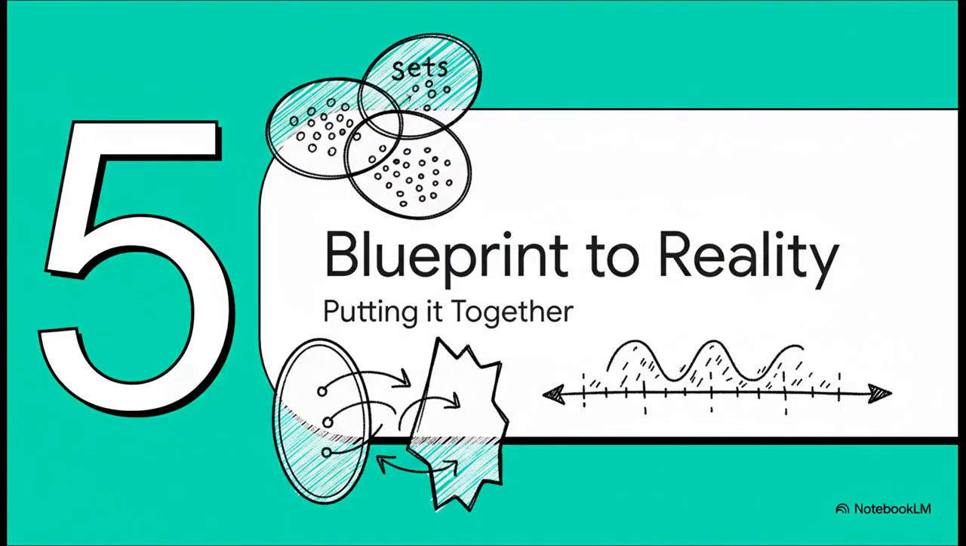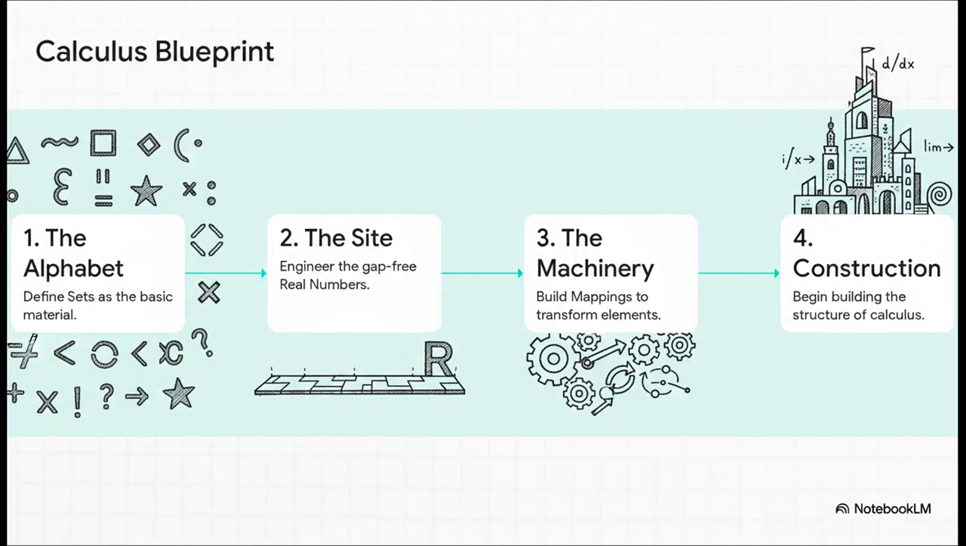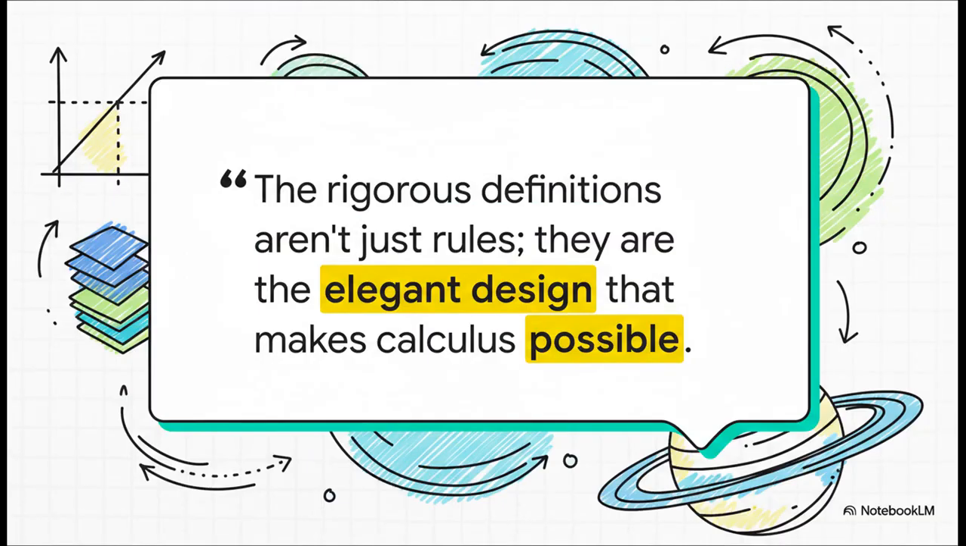All right, let's zoom out and look at the whole blueprint we've just laid out. We've seen how these three really fundamental, kind of abstract pieces, sets, the real numbers, and mappings, all fit together perfectly. We started with our basic alphabet, sets. Then we engineered the perfect gap-free construction site with the real numbers and their no-gaps guarantee. And finally, we built the machinery, the mappings, to act on them. With this foundation firmly in place, we are finally ready to begin construction, to build the magnificent structure of calculus itself.